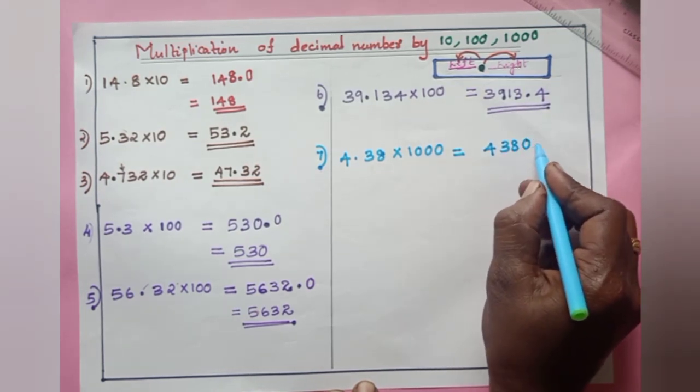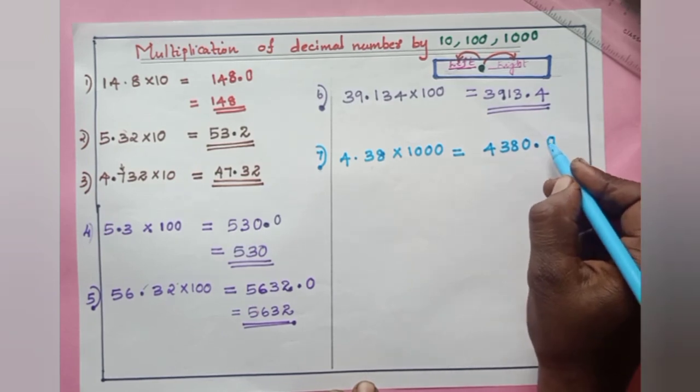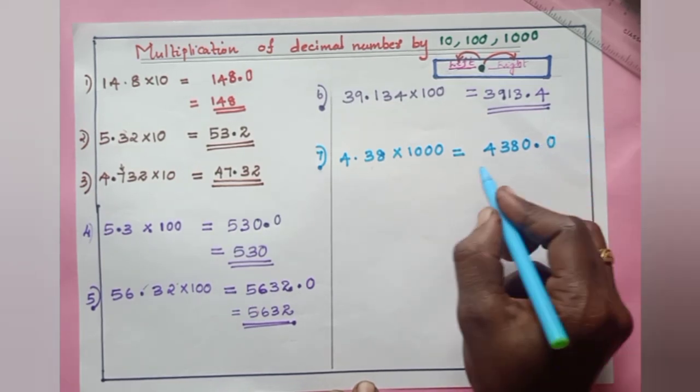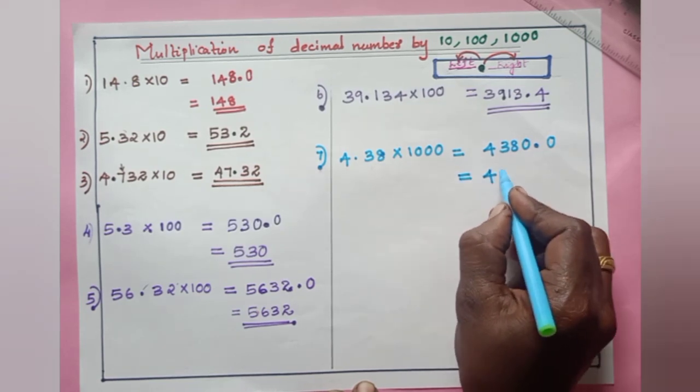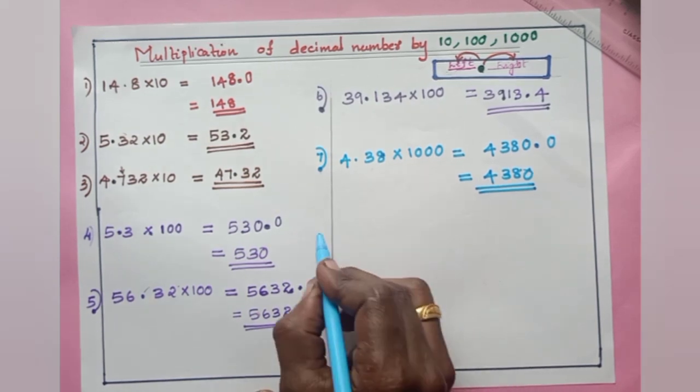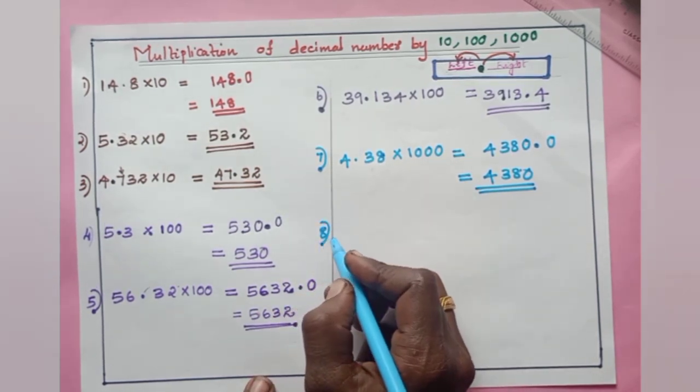1, 2, 3 places. Then put point 0. After the point 0, that means no decimal part is there. So the answer is 4380. Okay. Then, listen one more question.